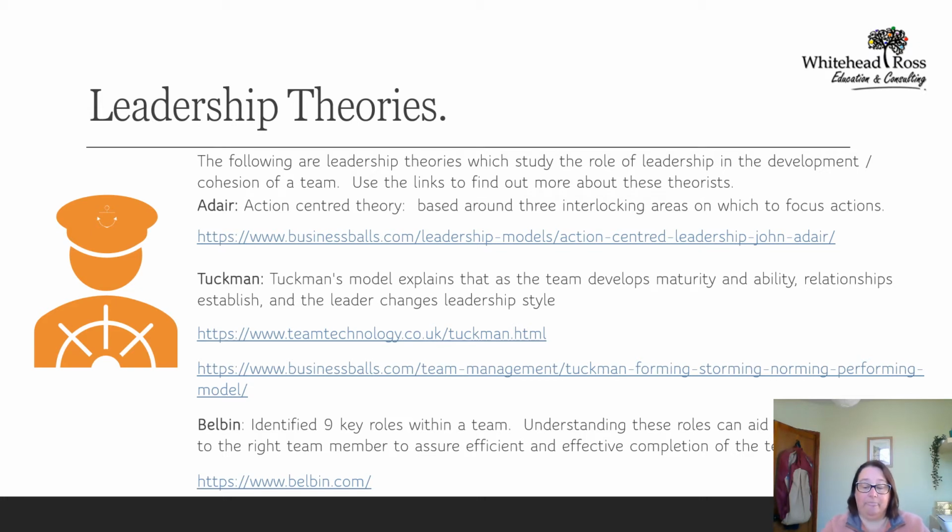So Adair, this was a theory that was developed in the 1960s. As it says, it's based around 3 interlocking areas, and those interlocking areas are the task, the individual and the team. And it's all about what sort of actions do we need to have to get those 3 areas working together. So a leader is focusing on those 3 things. What actions does a leader need to do in those 3 areas to get them all working towards that cohesive team, that goal that we're striving towards?